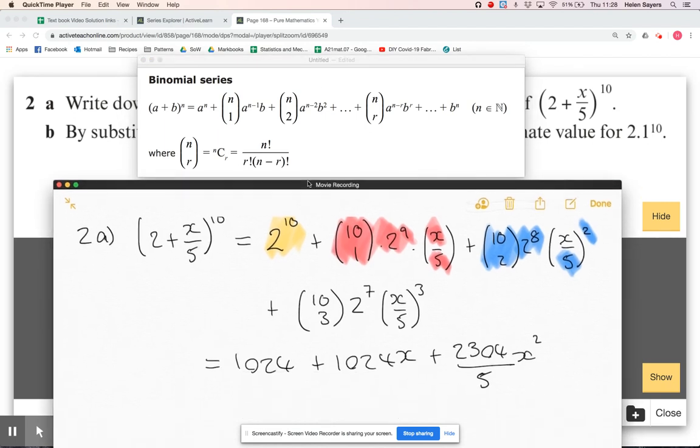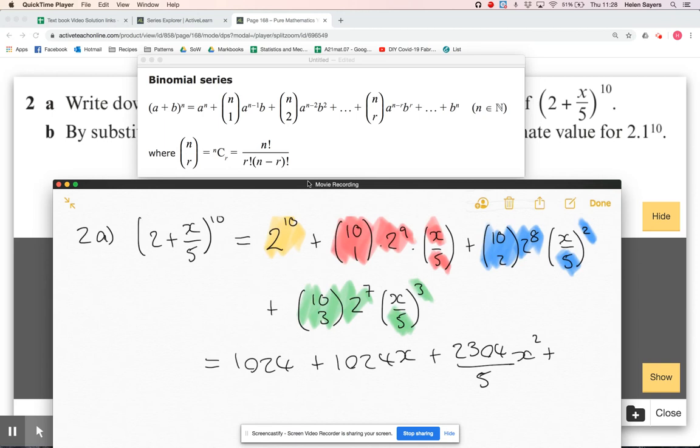Okay, and then the last term, just squeeze it onto the same row. So I've got 10 choose 3 times 2 to the power of 7. So that is giving me 15,360. And then that is going to get divided by 5 cubed, or times by a fifth cubed. Okay, so that, I'll check my answers in 1 second.